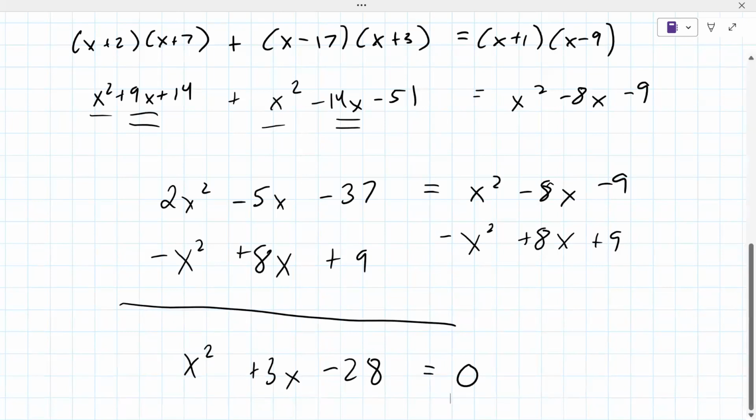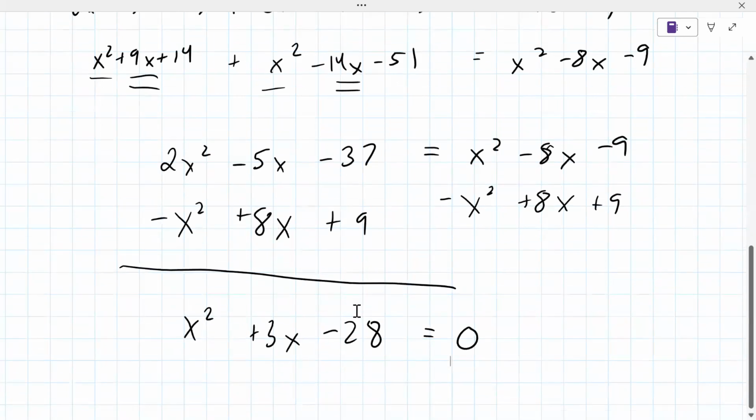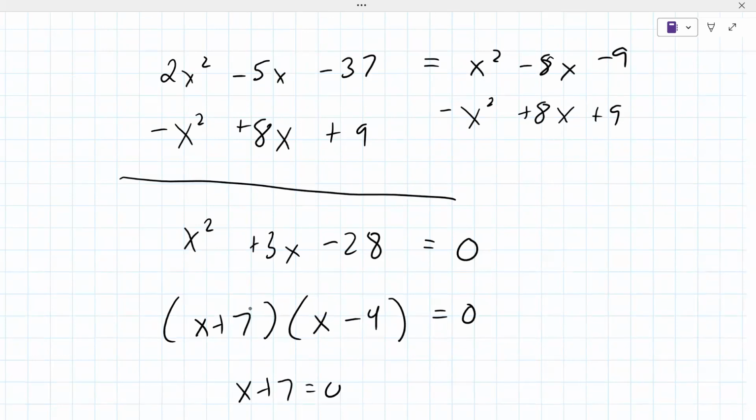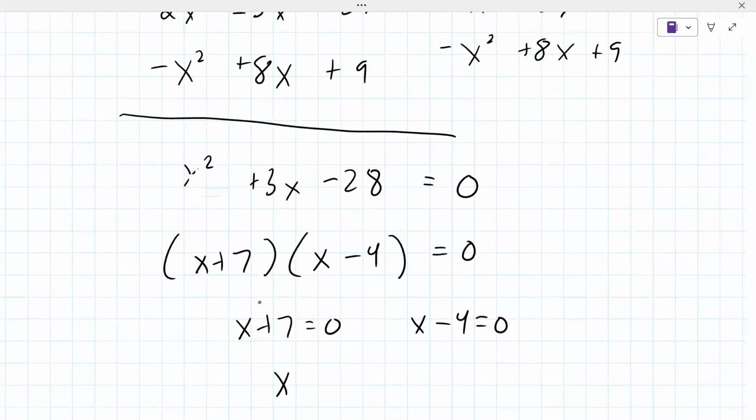Okay. What do you see here? Do you see that this can be factored? Yes. Two numbers that multiply to minus 28 but add to positive 3. What would those be? 7 and -4. Yeah. X plus 7, x minus 4. You set them both equal to 0. So you get x is -7, x is 4, but what do you think the but is for?